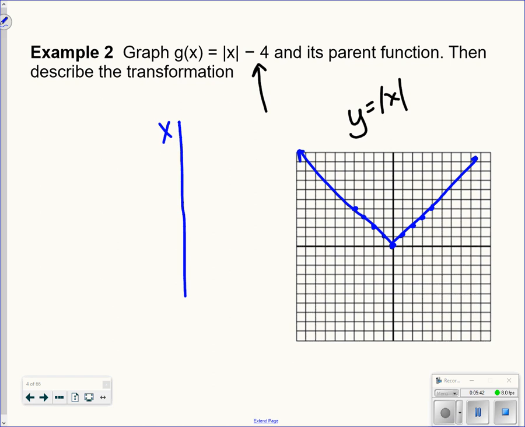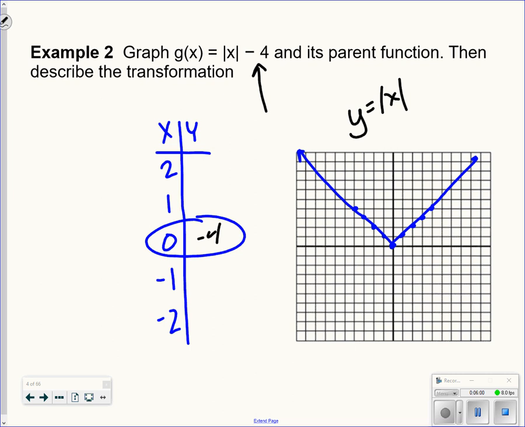I'm going to make an XY chart. The cusp would be located at 0. We talked about this in the pre-chapter. Whatever value makes inside the absolute value 0. Now I'm going to try some other numbers, plug those in, so that I can get a good picture here. So if I plug 0 in, I get -4. I plug 1 in, I get -3. 2 in, -2. And then I do absolute value. Make sure you take the absolute value.